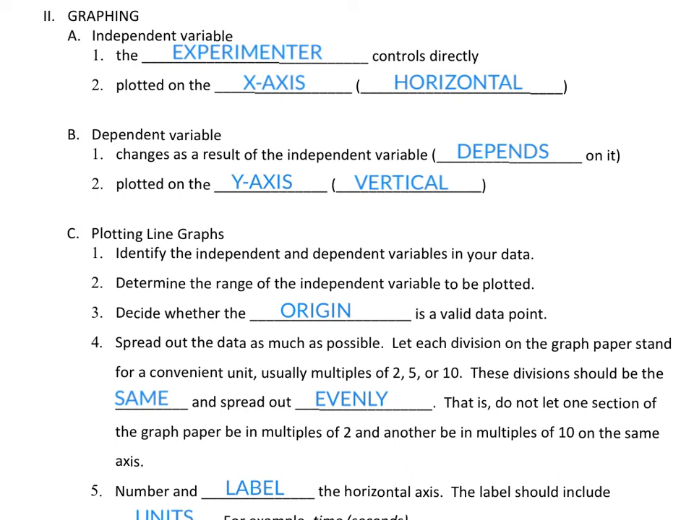The independent variable, which is the one that you, the experimenter, controls directly. It will be plotted on the x-axis, which is the horizontal axis. The other variable is the dependent one, and it changes as a result of the independent variable, hence it depends on it, giving it its name. This one is plotted on the y-axis, which is the vertical one.